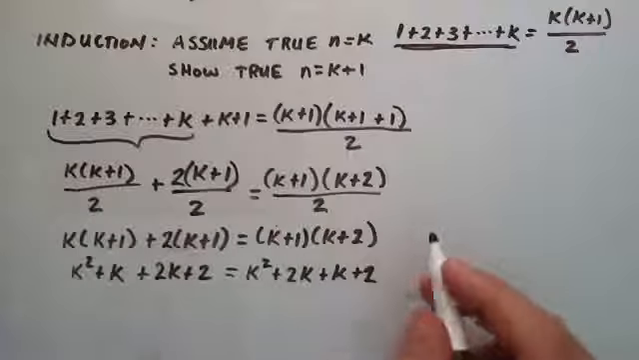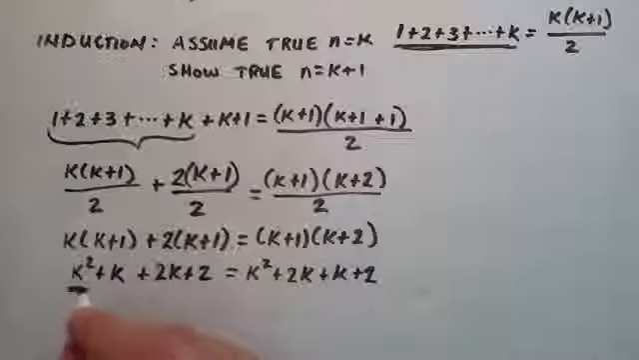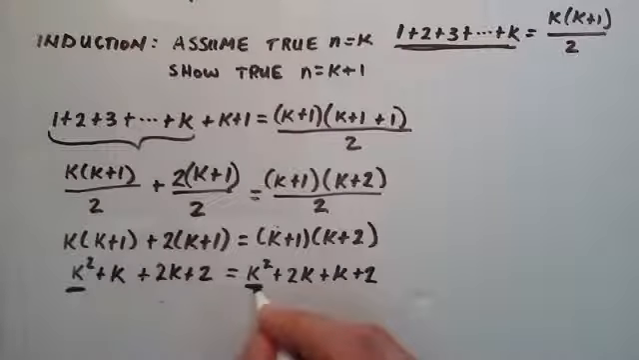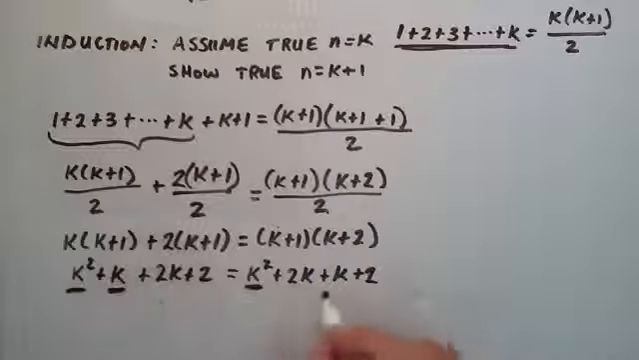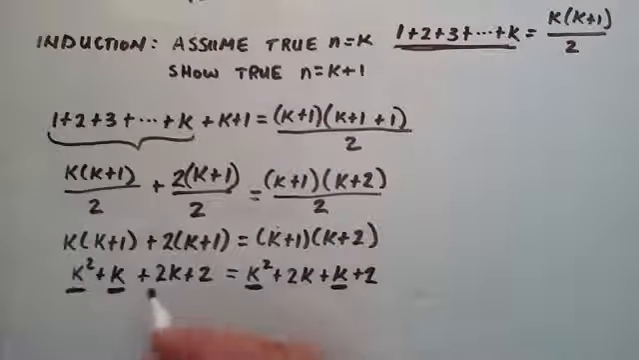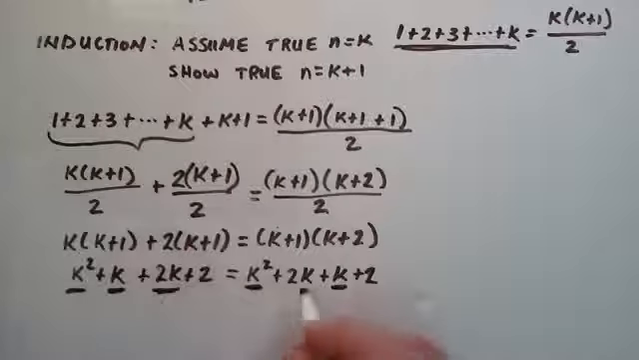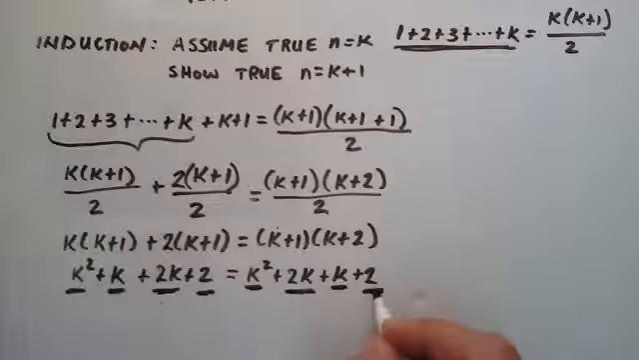So now if we look on the left hand side, we have a k squared. We have a k squared on the right hand side. On the left hand side we have a k. On the right hand side we have a k. On the left hand side we have a 2k. On the right hand side we also have a 2k. And we also have the number 2 on both the left and the right hand side.